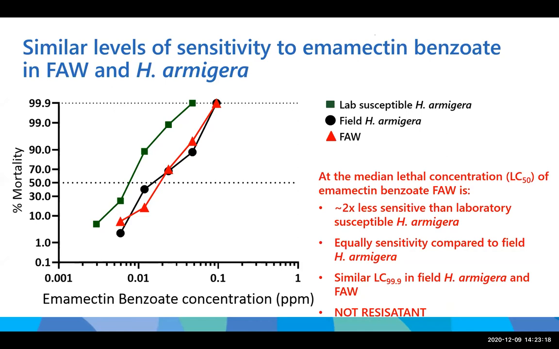Now, at the median lethal concentration of emamectin benzoate, fall armyworm was about 2 times less sensitive than the lab strain of Armigera, but it did have equivalent sensitivity compared to the field strain of Armigera. So you can see what I mean here in terms of the variability that you do get between lab and field strains. But most importantly, from a field perspective, the kill at the top end of that dose range, so around the LC99.9 mark, was similar in both species. So you'd expect to see a similar level of mortality in both species at the field level. In other words, there doesn't seem to be any evidence at this stage to suggest that fall armyworm is carrying any major genes for resistance to emamectin benzoate.